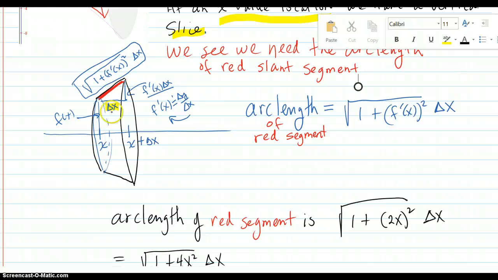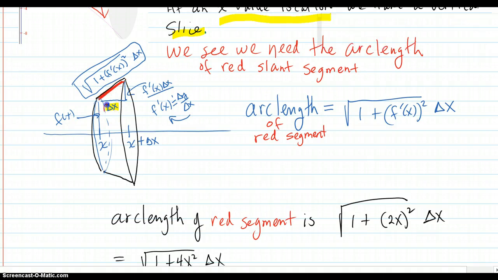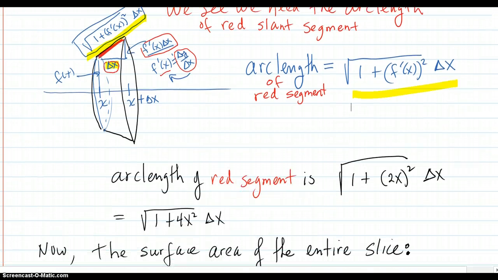So you draw the picture, you realize that this is delta x, and for the delta y, you know f prime of x is approximately delta y over delta x. Multiply the delta x over, and that means that the delta y is f prime of x delta x. Then you use the Pythagorean theorem and you arrive at your slant length there. So the arc length of the red segment is this. And for our particular case, where f prime was 2x, because f of x was x squared, this is the expression that you have resulting for the red segment length.